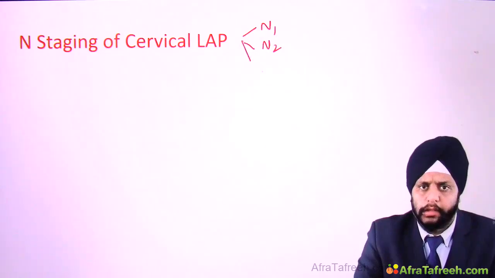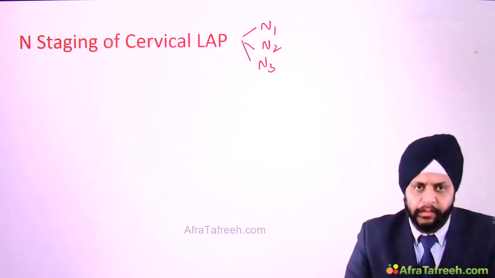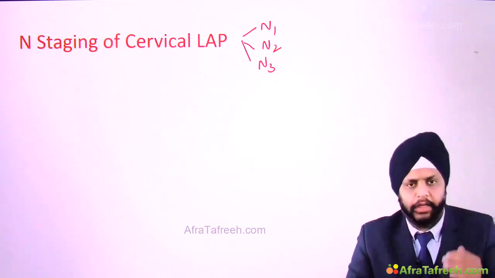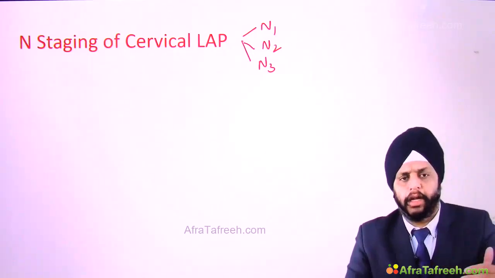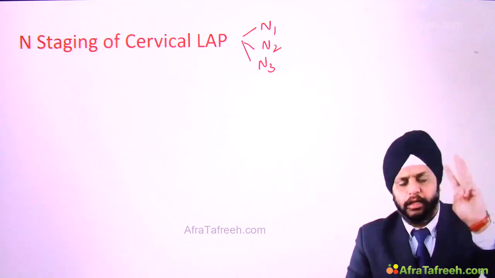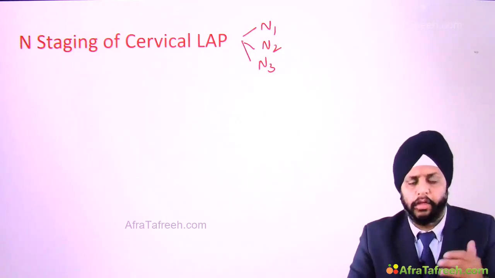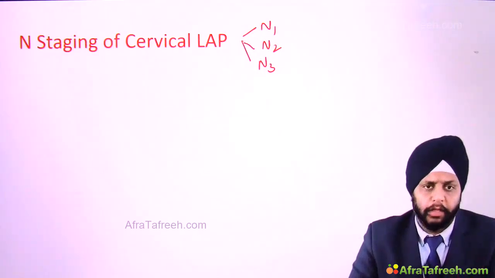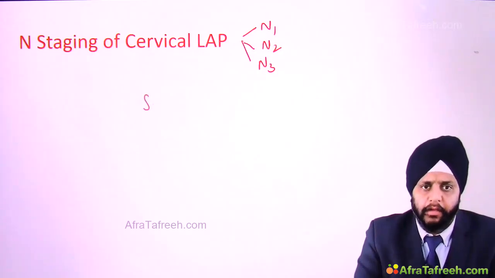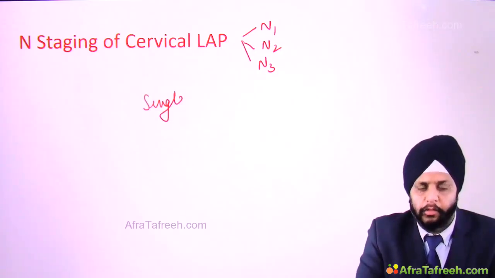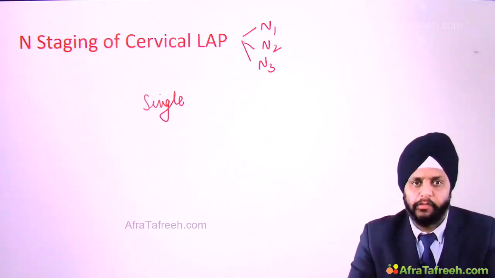N2, N3. Okay, and I have a very interesting way of remembering the N staging. Now there is a boy, he is looking for a girl to get married, and he has kept 3 conditions. So, what are the 3 qualities that he is looking for in a girl? Number 1, the first thing that he desires is that the girl is single. Of course, he wants to get married. She should not be having any boyfriend. Okay, so she is single.